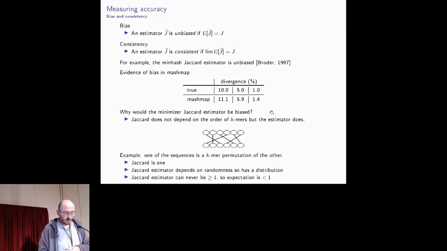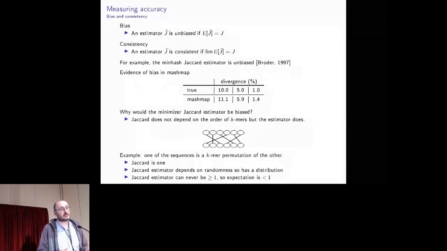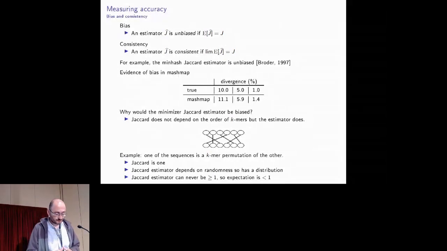Now, here's a concrete example where you have one sequence, which is just a permutation of the k-mers of the other sequence. So the Jaccard is just one, all the k-mers are shared, but the sketches are going to be different. I mean, they're not necessarily going to be the same in the upper and the lower sequence. So because the sketches are not always going to be the same, sometimes the estimator will give you a value less than 1, which means that if at most it gives you a value of 1, sometimes less than 1, in expectation it has to be less than 1. So in this case, we see that the estimator is biased.